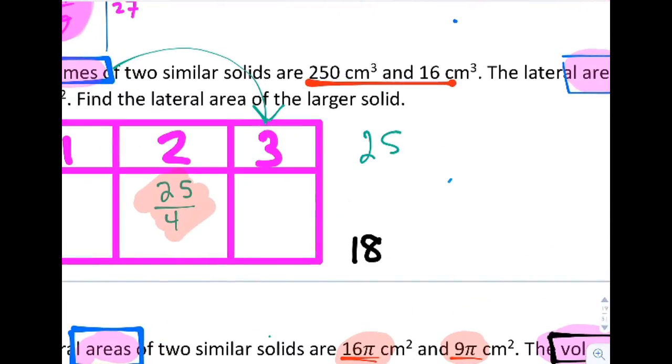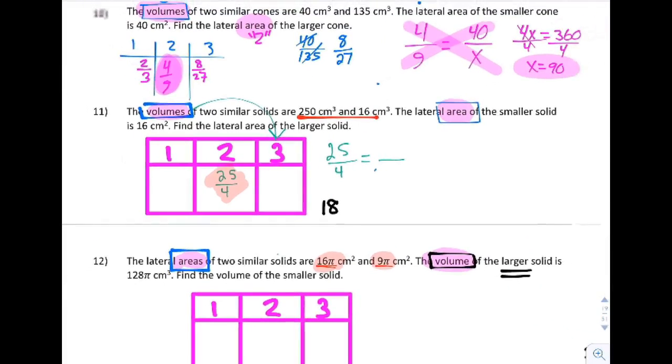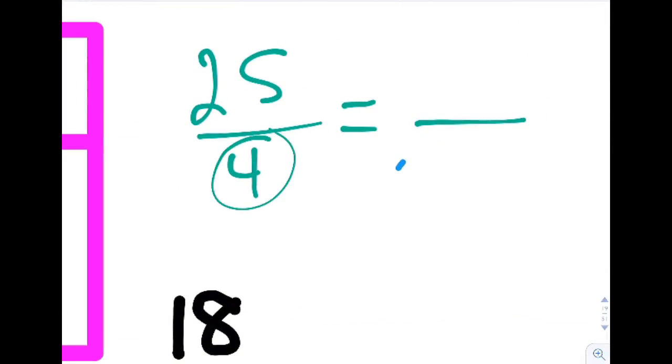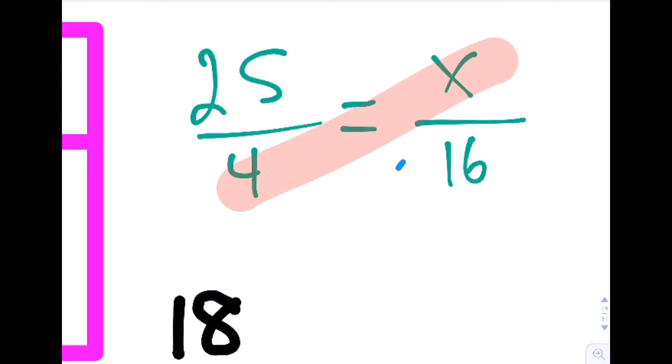So 25 over 4 equals some other fraction, and it says the area of the smaller one is 16. Well, the smaller number's on the bottom, so I put 16 there, cross multiply, and solve.